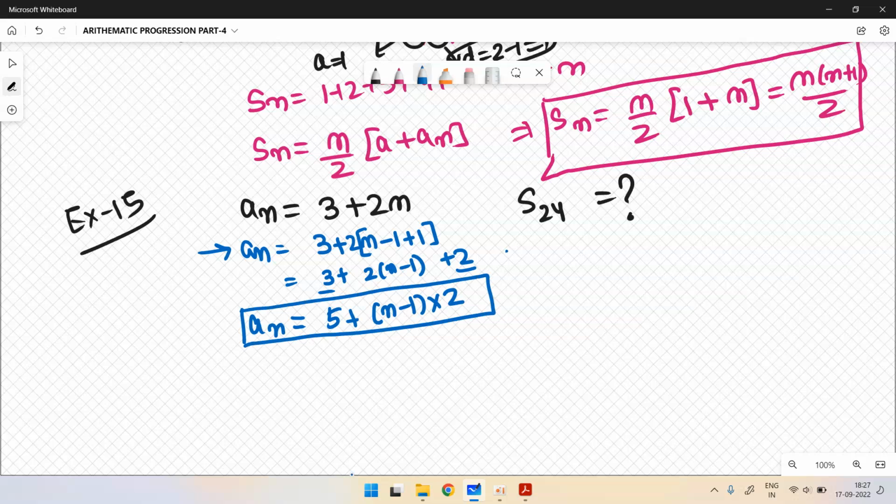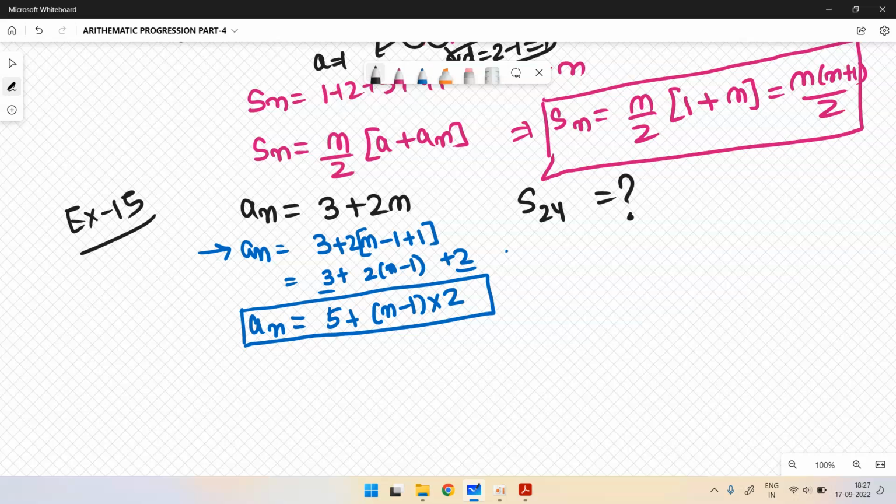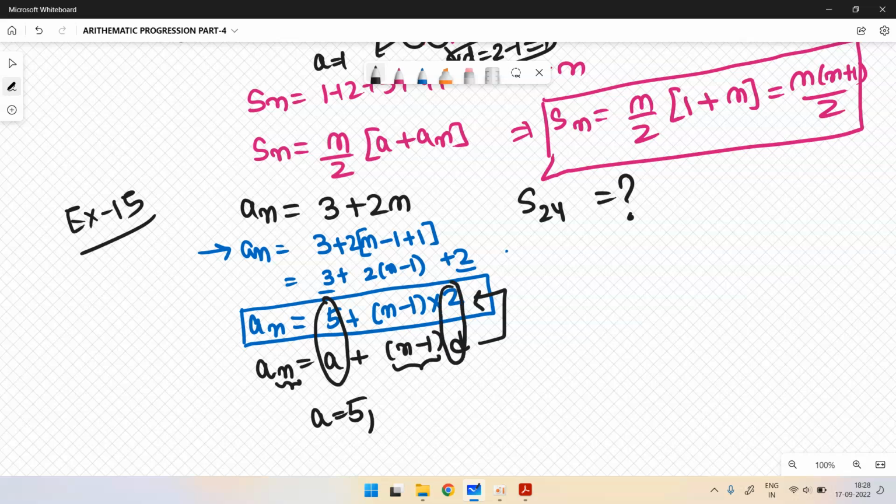Now you may wonder why I am writing in terms of n minus 1. Because in the standard equation you know that the nth term is a plus n minus 1 into d, there is n minus 1 there. Comparing these two equations, the value of a is 5, and since n minus 1 is the same, the coefficient is also the same, so the value of d is 2. A is 5 and d is 2. For the sum of 24 terms, n will be 24.